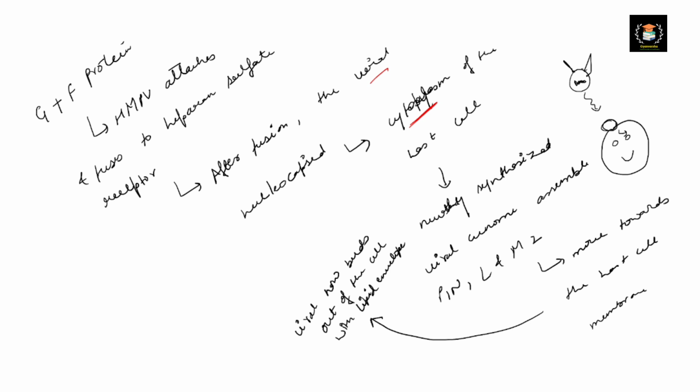After that, this newly synthesized viral genome assembles with other viral proteins like P, N, L and M2. They move towards the host cell membrane. Then the virus buds out of the cell with the lipid envelope. What are the lipid envelope proteins? These are F, SH and G protein.